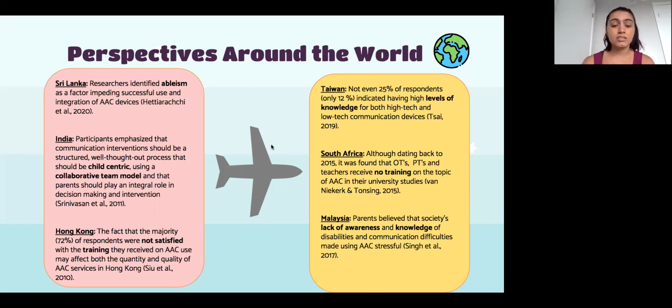These are just different international perspectives that have very similar themes to those that we found within North America in terms of ableism and training, which is eye-opening because these issues are not limited to just us, but rather are seen across the globe, which implies that there's a lot of education around this topic that is still needed.